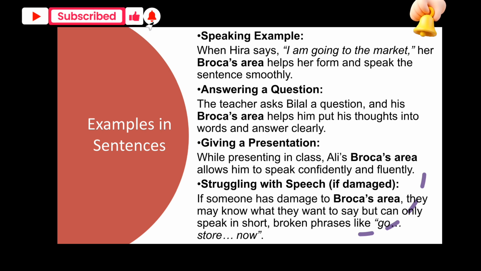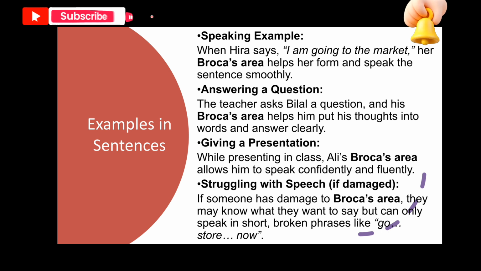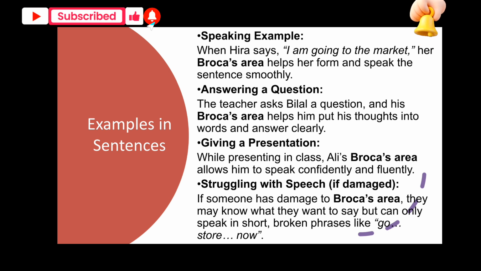But what is the problem? Because Broca's area is damaged, they will produce short phrases and words. Like they will say "go, stow, now." They won't produce complete sentences, right? So the issue is with Broca's area.